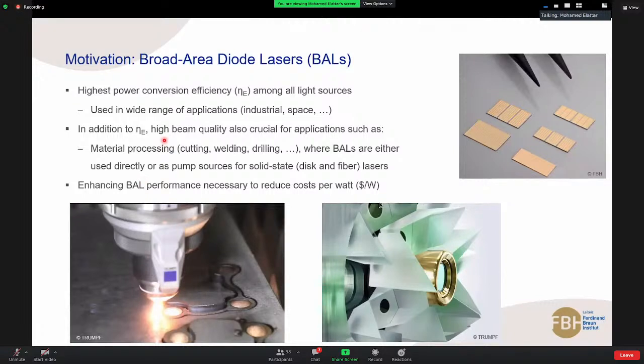So broad area diode lasers offer the highest power conversion efficiency among all light sources. Therefore, they're used in a wide range of applications, including industrial and space applications, among others. In addition to conversion efficiency, high beam quality is also required, which is essentially a measure of how well the beam can be focused to a small spot size. This is crucial for applications such as material processing, like cutting, welding, and drilling, where the broad area lasers are either used directly or as pump sources for solid-state lasers. Thus, it is crucial to enhance the performance of broad area lasers, which is necessary to reduce the cost per watt of useful power in these applications.